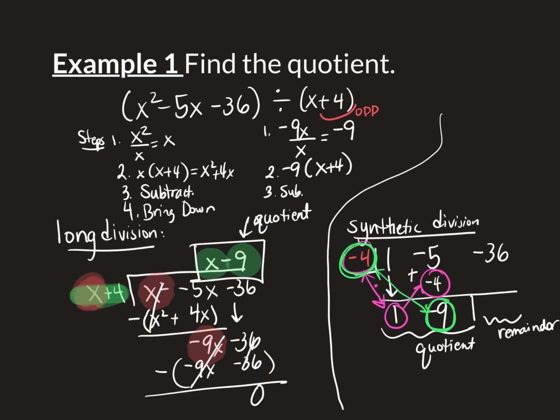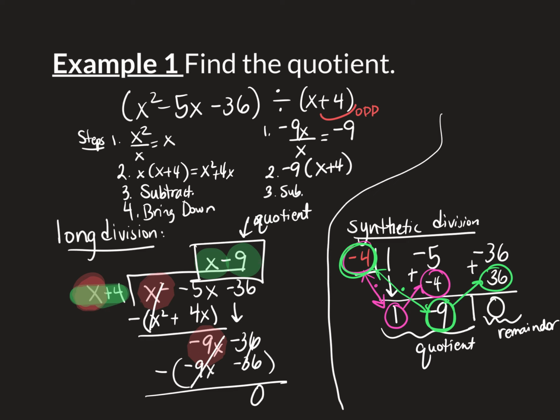You do not have to draw those arrows, but the colors might help. And so you multiply those and put a little dot there, and you put the answer here. Negative 4 times negative 9 is positive 36. Then you add. Negative 36 plus 36 is 0. And so I did get a remainder of 0.